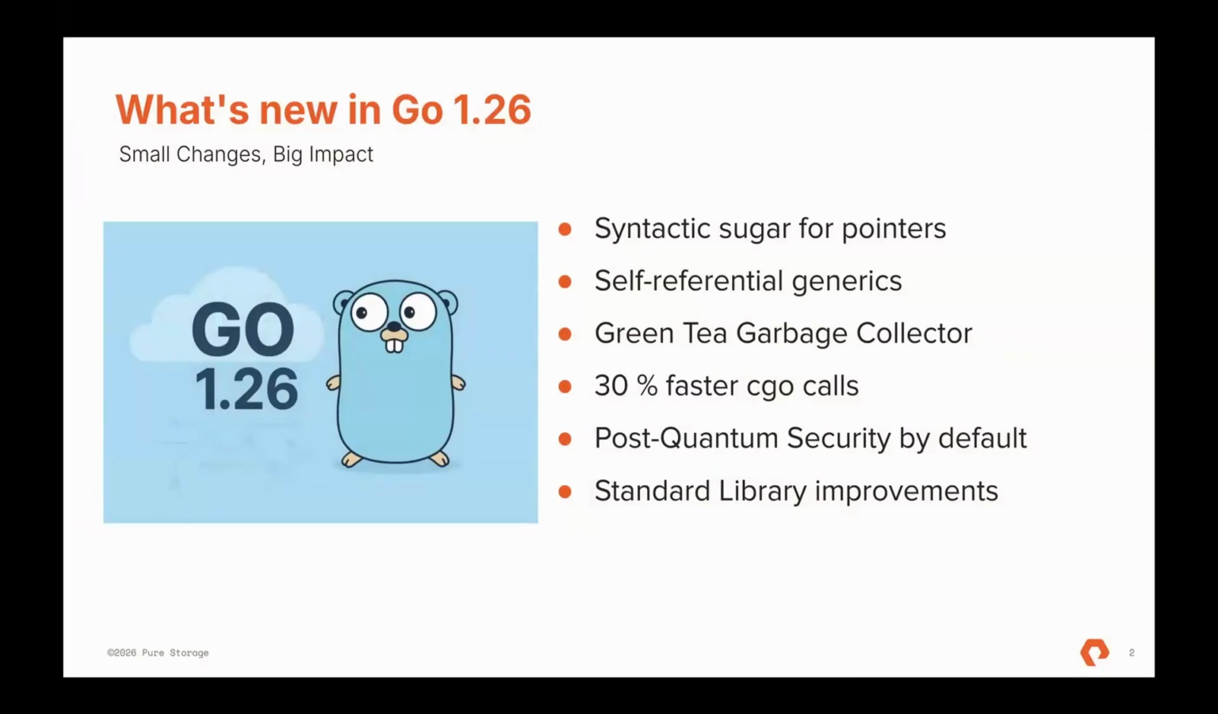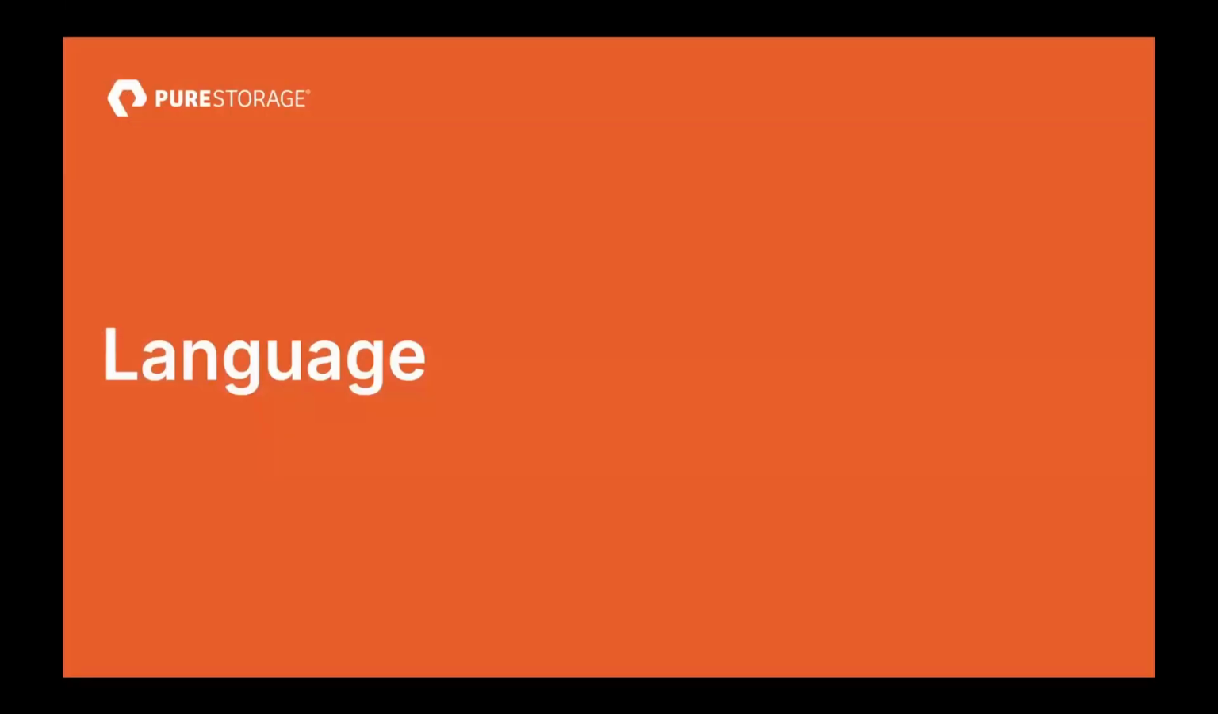What I will talk about is some nice syntax sugar for pointers, self-referential generics, the Green Tea garbage collector, 30% faster CGO calls, post-quantum security by default, and many small standard library improvements. I put these changes in sections, so let's start with the changes to the language itself.